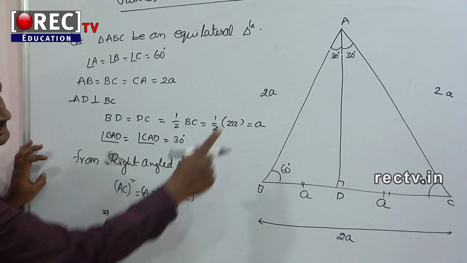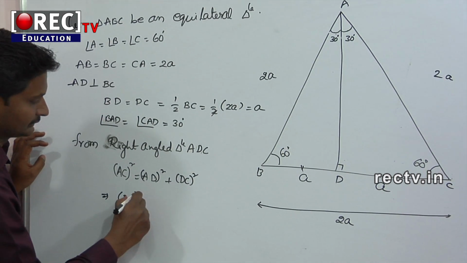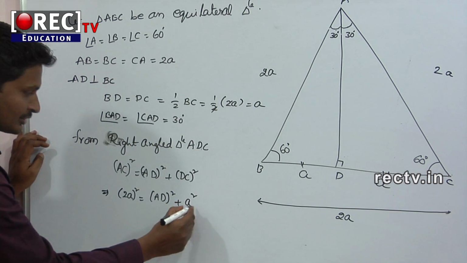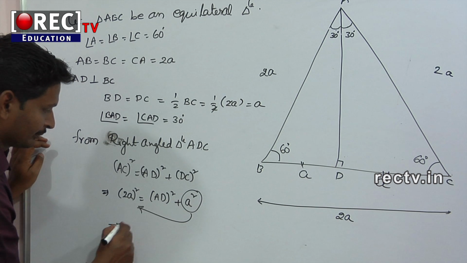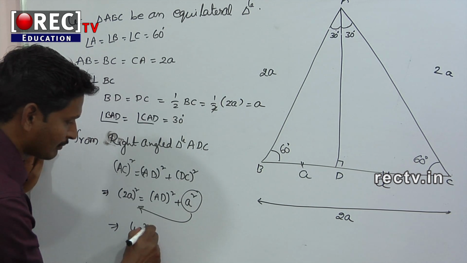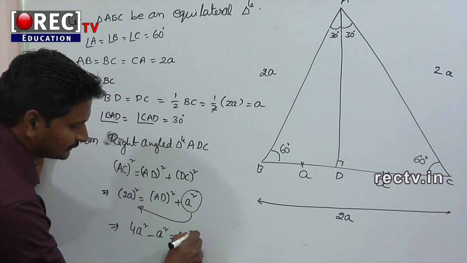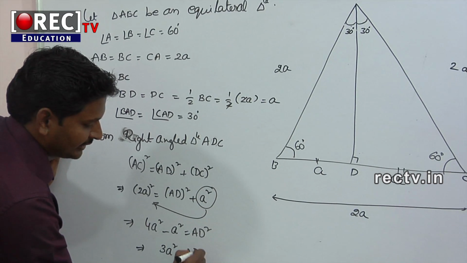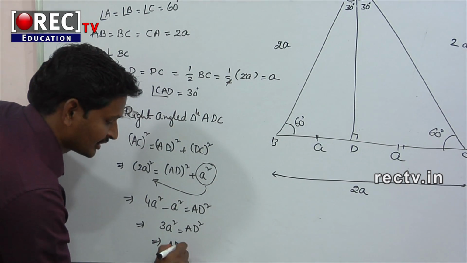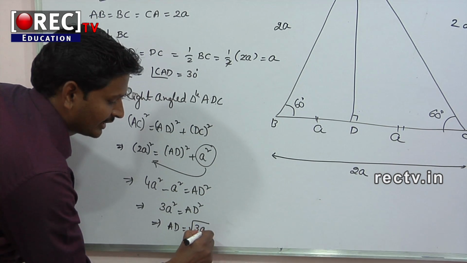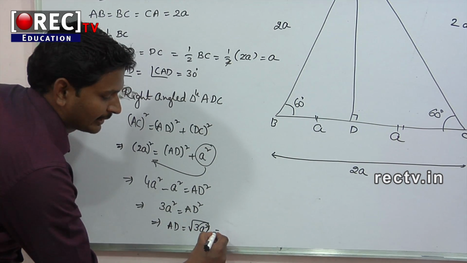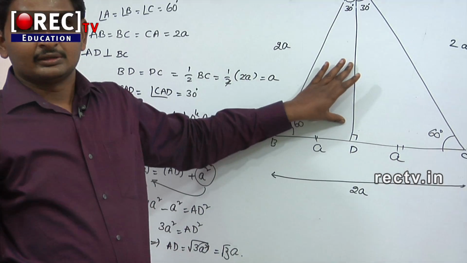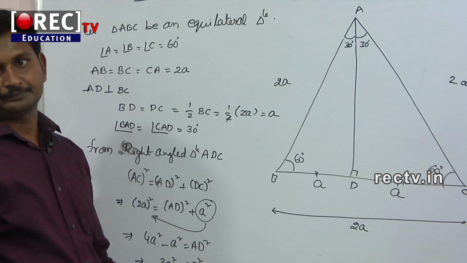So what is AC? 2a. 2a whole square is equal to AD square plus DC value, we know that a square. This a square will come this side and becomes negative, implies 4a square minus a square is equal to AD square, implies 3a square is equal to AD square, implies AD is equal to square root of 3a square. a square will come outside and that becomes a, and the remaining value is root 3. Now the value of AD is equal to root 3a.